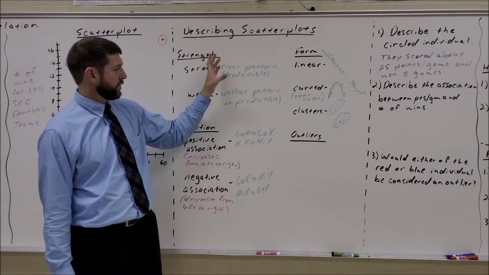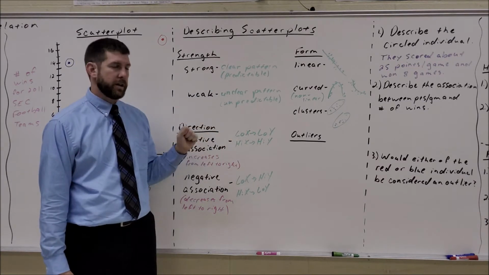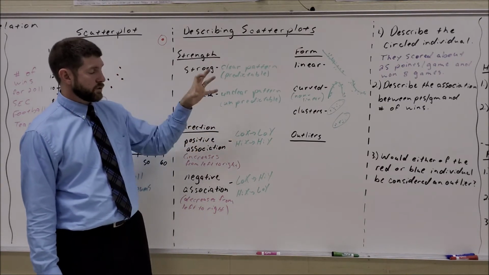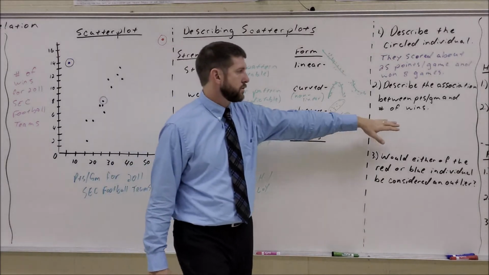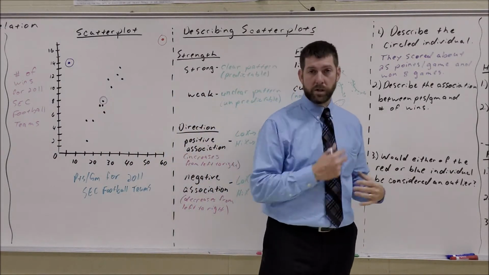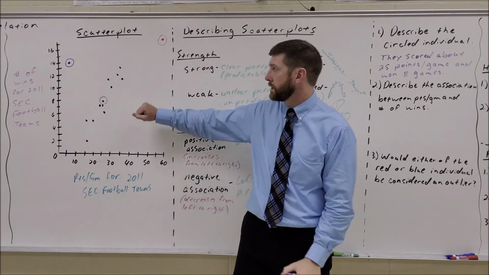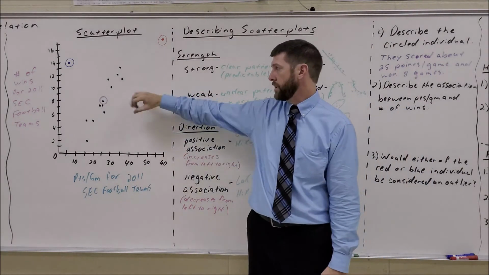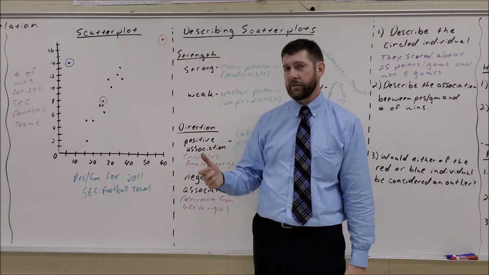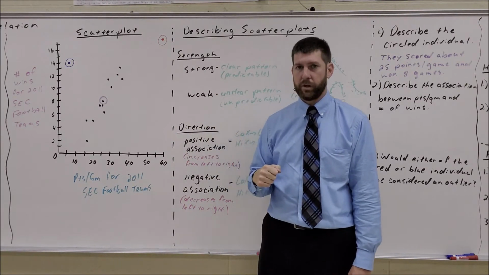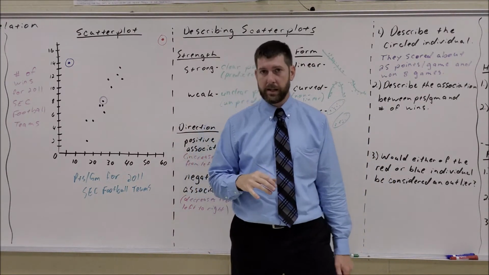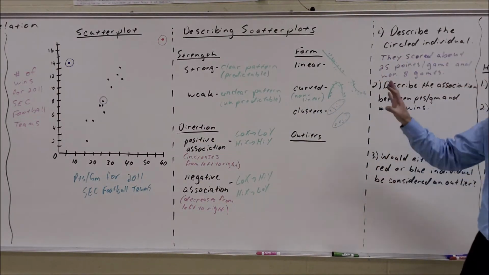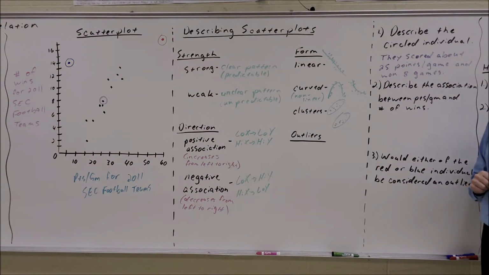Now that we've identified the three main features of describing a scatter plot, I want you guys to describe the association between points per game and number of wins. Looking at this, let's describe the strength, the direction, and the form of this relationship. Make sure you're identifying what the relationship is between when you do this. I'm going to pause it for a second right here and give you guys a chance to describe that scatter plot.